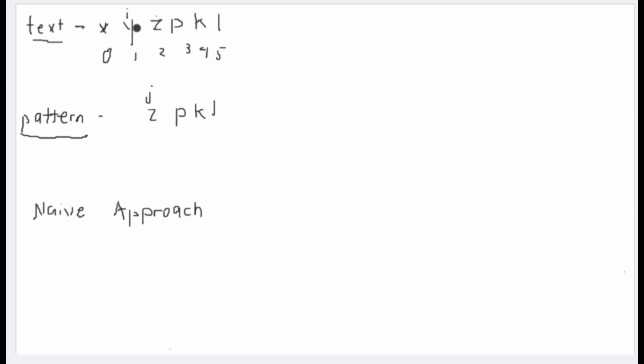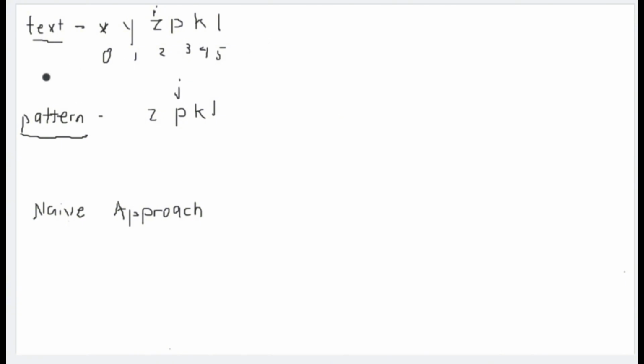So does y with the index of 1 match with j? No, it doesn't. So we apply the same rule: we move i to the next one, while j stays put because there's no match yet. Now we are at the character z with the index of 2. Does the character z match with z? Yes, it does. Since it matches, we get to move j as well since they are similar.